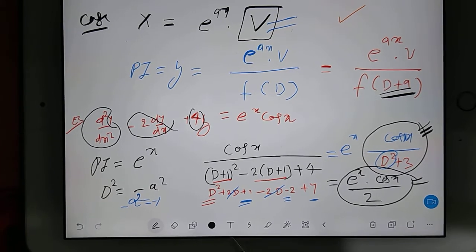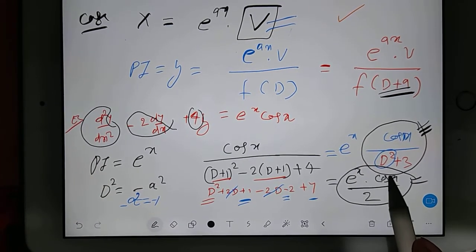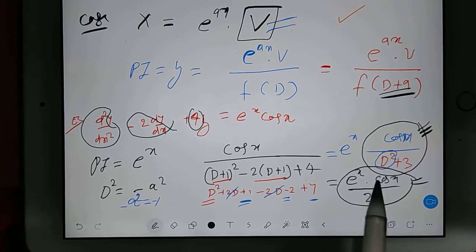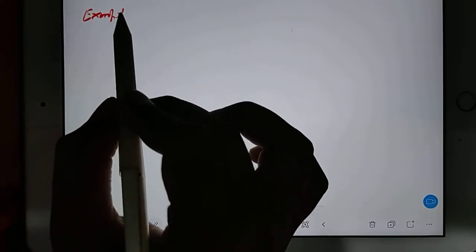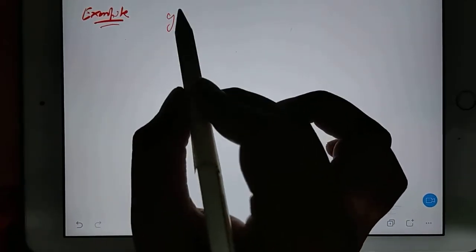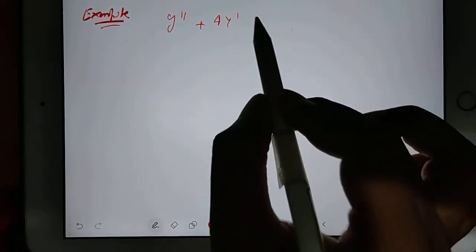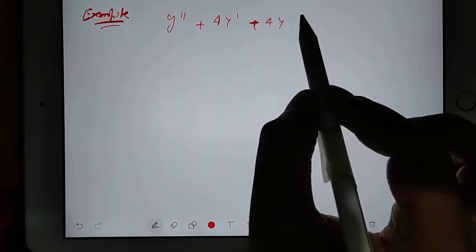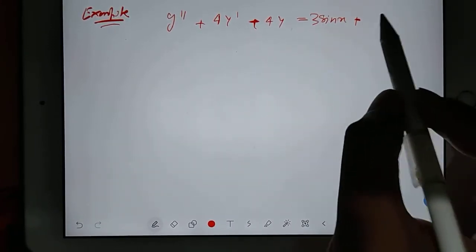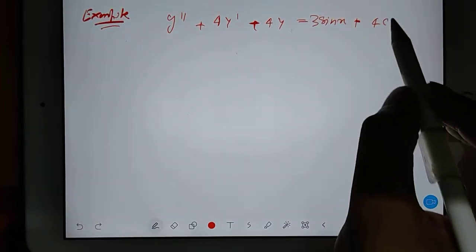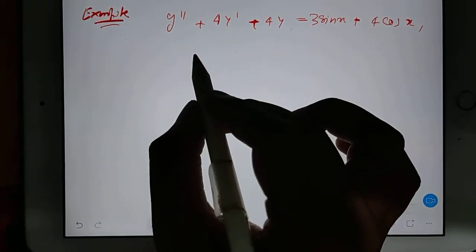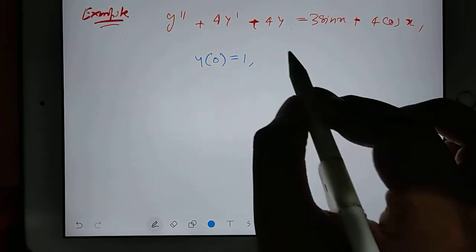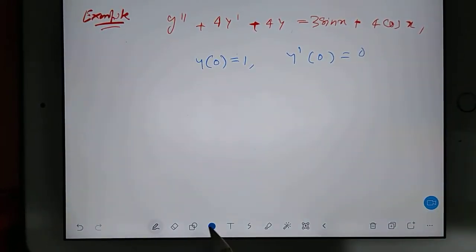Okay. Now see, whenever these type of questions are coming with limits, I will change the page. I will explain what I mean. See, I will give you one example. Suppose this example is like y double dash plus 4y dash plus 4y is equal to 3 sin x plus 4 cos x, comma. Initial values are given like y(0) is equal to 1, y dash (0) is equal to 0.